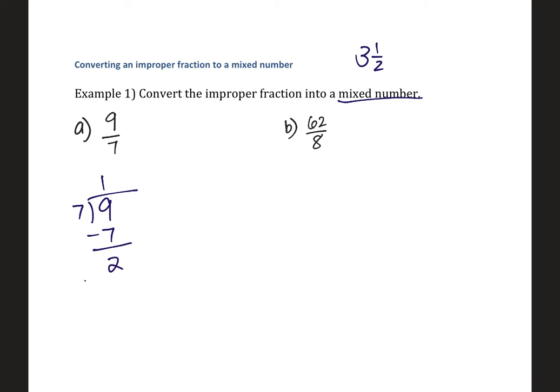So these things are going to be very important for us. We're going to keep that 1. That's going to be our whole number. Our quotient is our whole number. Our remainder is going to be the numerator of our mixed number. And then our denominator is going to stay the same. Let me just actually write these out. So I'll just say, okay, whole number, this becomes the numerator, and we have the same denominator.